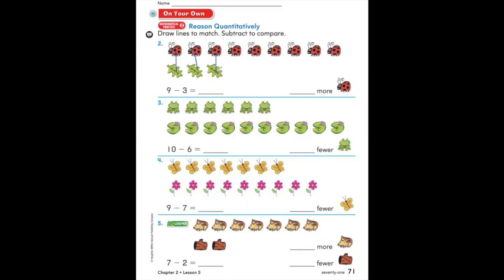Your next step is to solve the subtraction problem by seeing how many more there are in this group. Once you find your answer, you'll write it on the line here and here. That will show how many more there are in the group of ladybugs. You're going to do the same routine on numbers 3, 4, and 5.